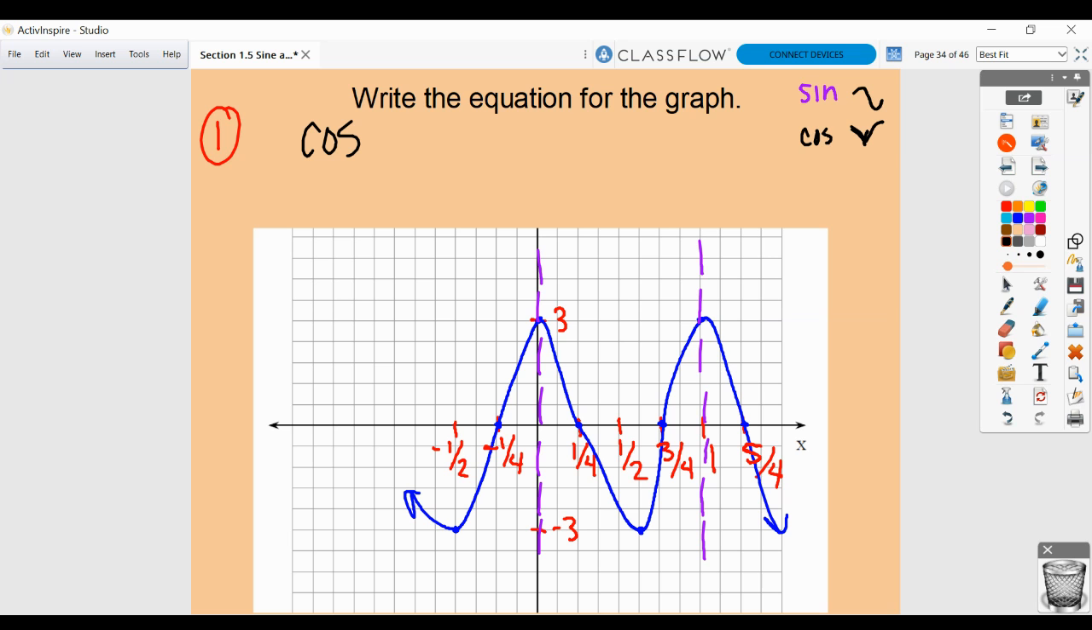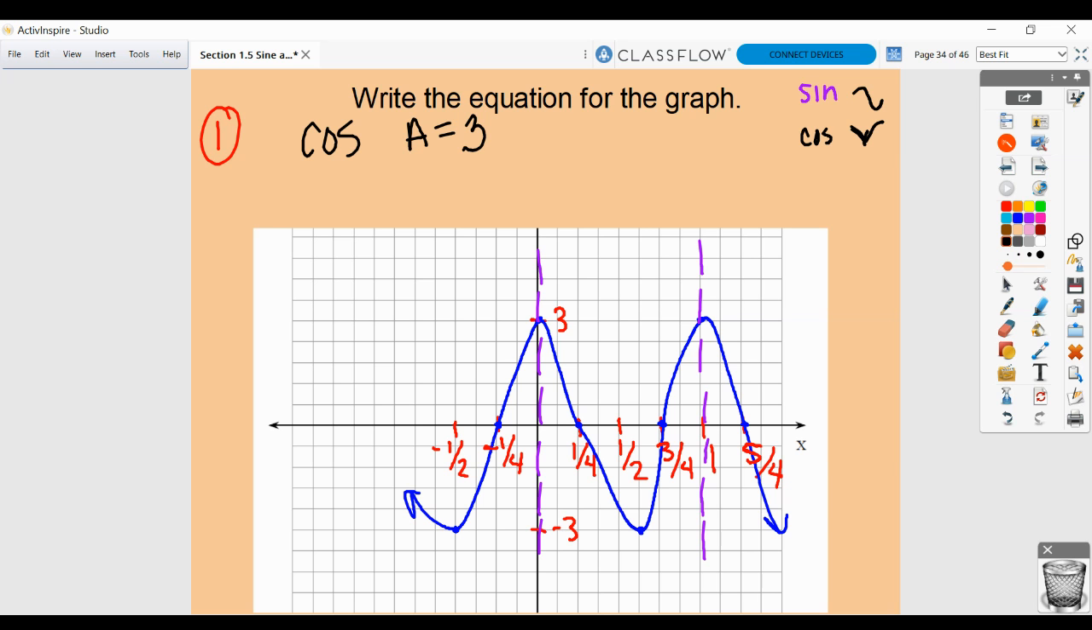The next thing that you need to look at is the amplitude. So that's how high and how low the graph goes from the center of the graph. So most of the time, the center of your graph is going to be the x-axis. So how high does it go? It goes up to 3. How low does it go? It goes down to -3. So your amplitude is 3.